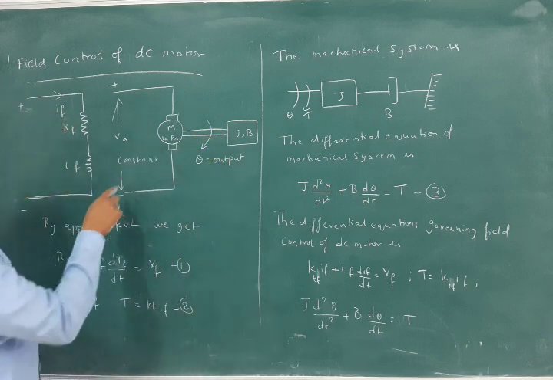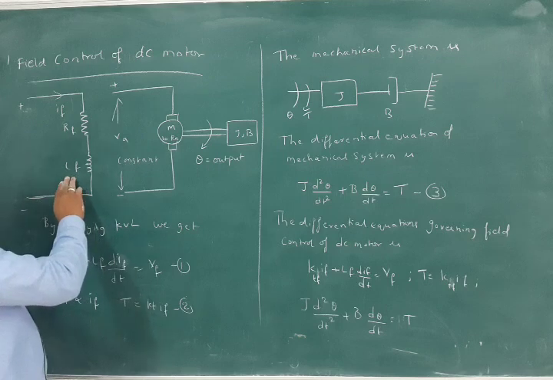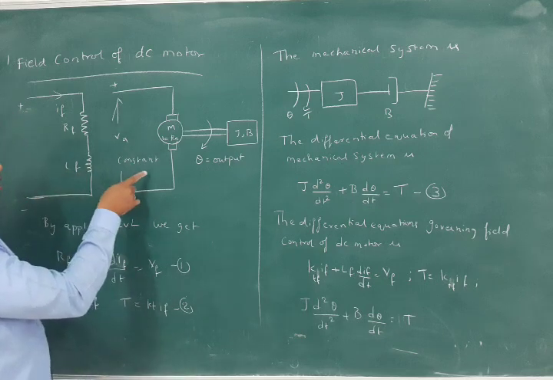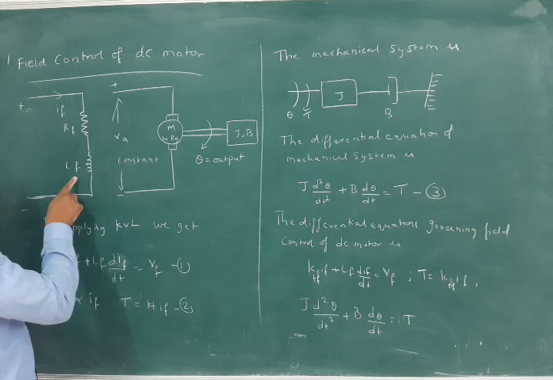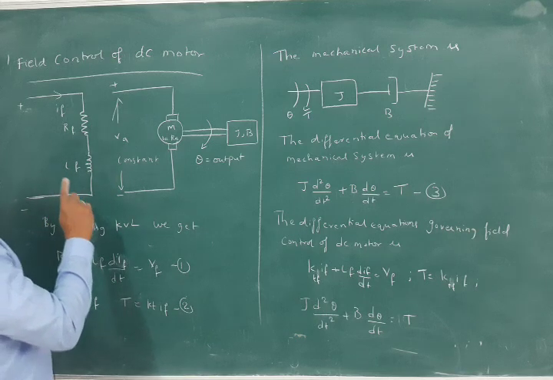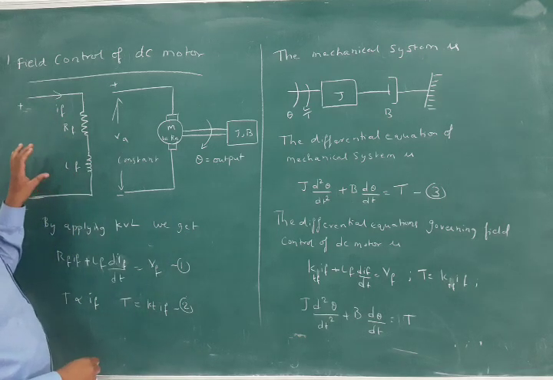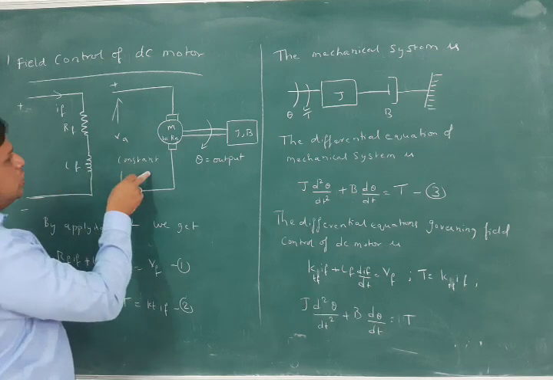If you see here, in the previous armature control method we kept the field constant, the field which you are giving for excitation of the motor. But here we are making the armature voltage constant, and the field is not constant. So it is the reverse process: in the armature control method this was constant, and now in the field control method, this field is kept variable and this is kept constant.